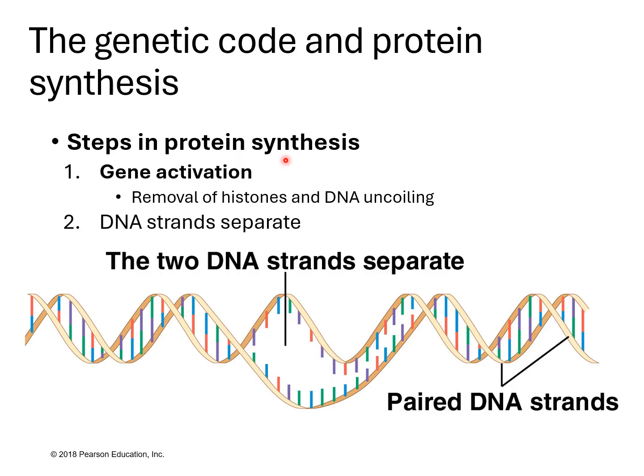Steps in protein synthesis. First, the gene has to be turned on. Something needs to activate it. And it needs to remove the histones, and the DNA needs to uncoil. Then the DNA needs to separate into 2 separate strands. And this is what it looks like when they're separated. That's what it looks like when they're paired.